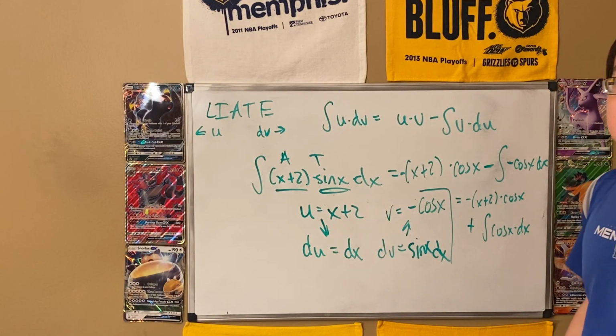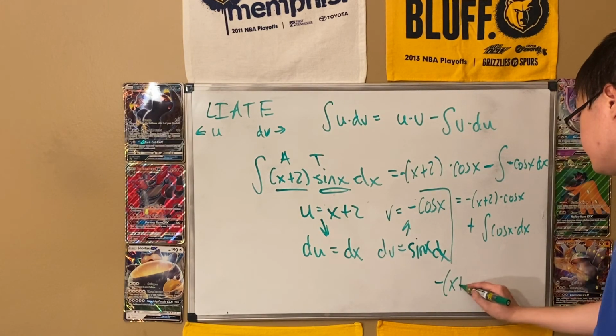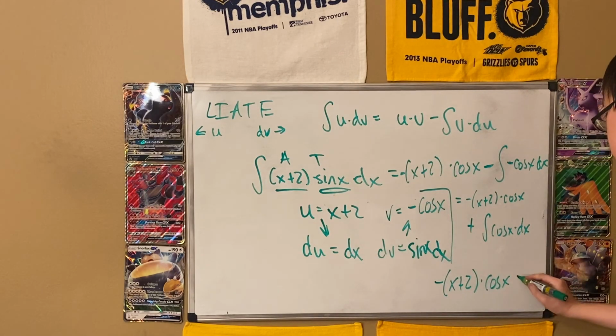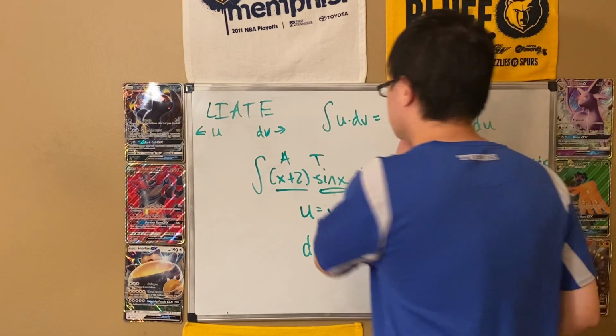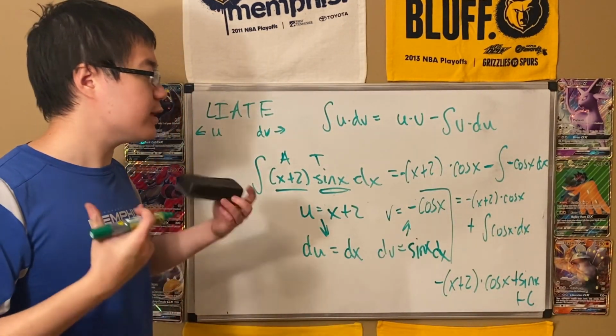What is the integral of cosine? Well, that's just sine. So in this case, the answer will be negative x plus 2 times cosine plus the antiderivative of this. So it's plus sine of x plus c. And that's the answer. So again, let me just recap this because this was a quite lengthy process.